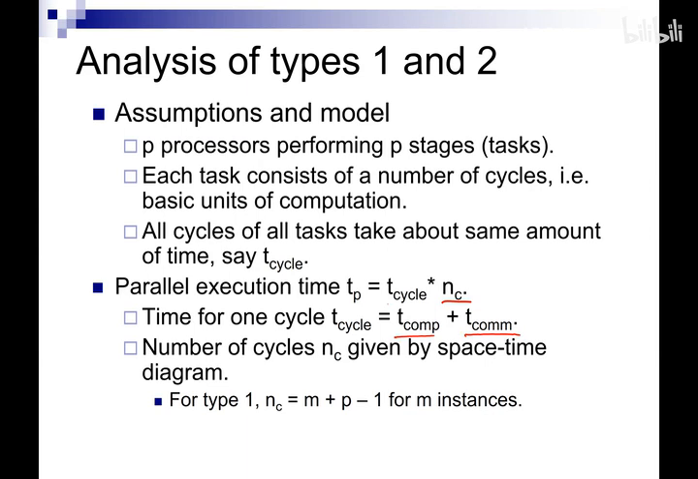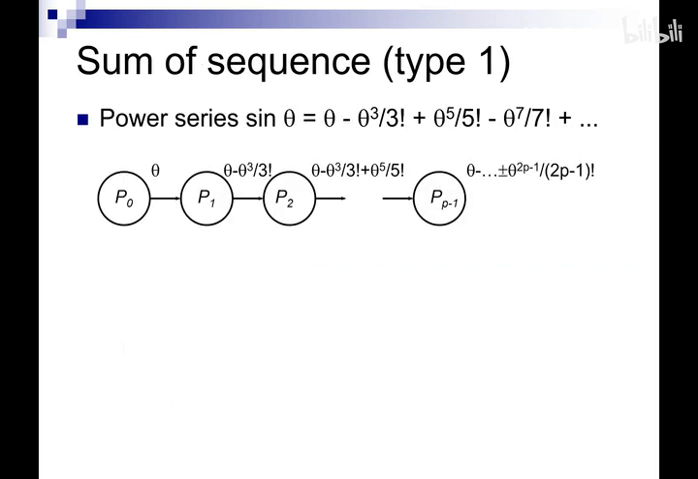And then the number of cycles, you can get that from the previous diagrams. For example, for the type 1 pipeline, the number of cycles was m plus p minus 1, because it took p minus 1 cycles for the final process to start, and then we had m problem instances. So that's the total number of cycles, and the execution time would just be NC times T computation plus T communication. And for type 2, the number of cycles was the number of data items plus p minus 1.